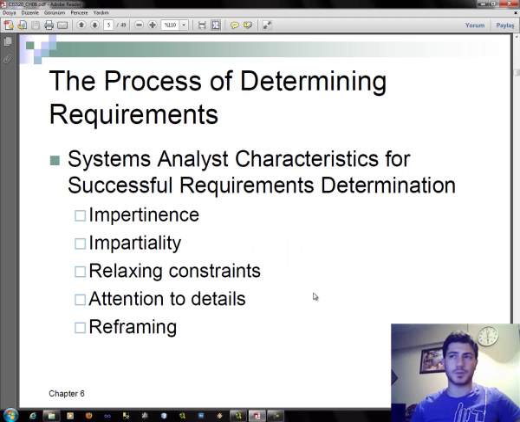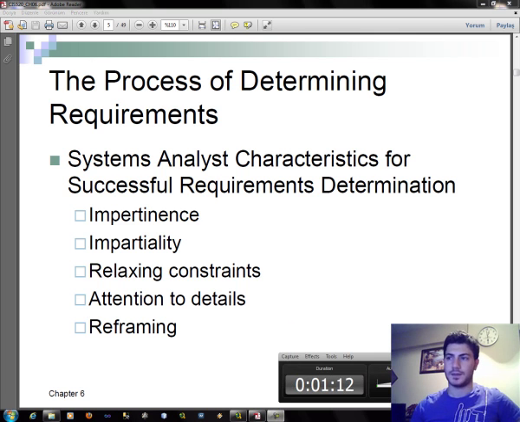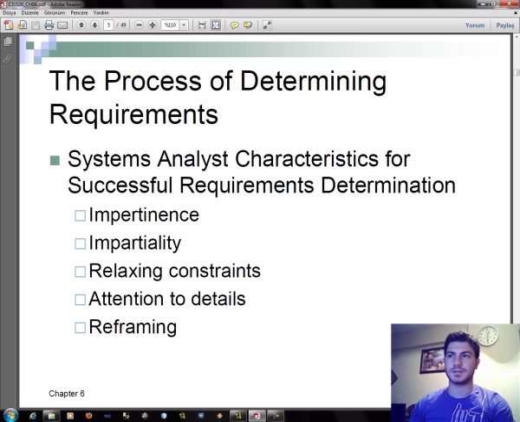The process of determining requirements. Systems analyst characteristics for successful requirements determination: impertinence, impartiality, relaxing constraints, attention to details, reframing.